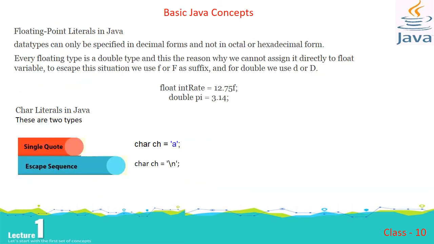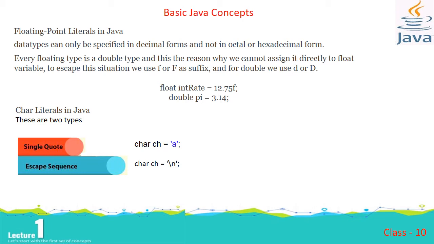Floating point literals in Java. These floating type literals are numbers which can have decimal values. These can be specified in decimal form only, not in octal or hexadecimal format. Right? Every floating type literal is of double type, and that is the reason why we can't assign it directly to a float variable. Now if we simply assign a value to a variable, that means it is a double.